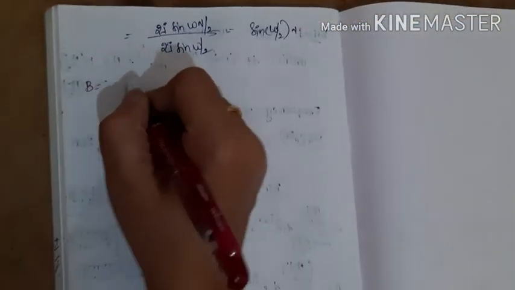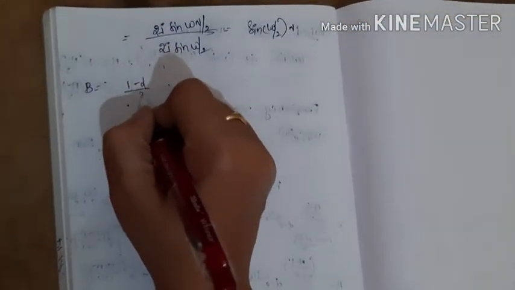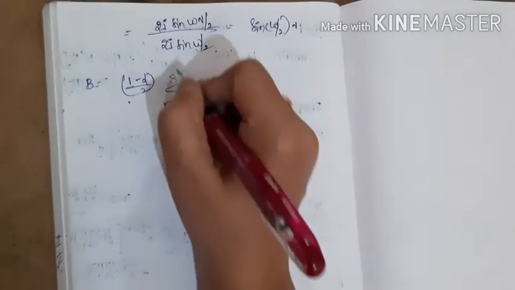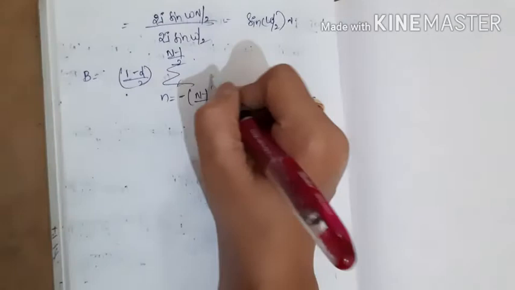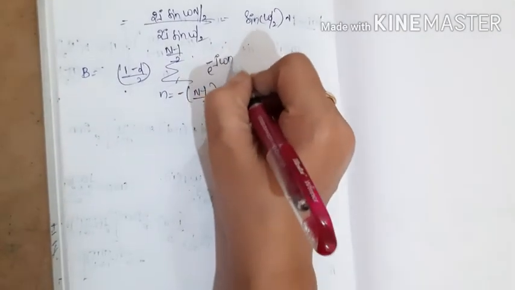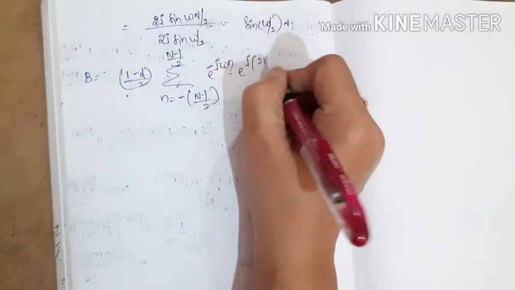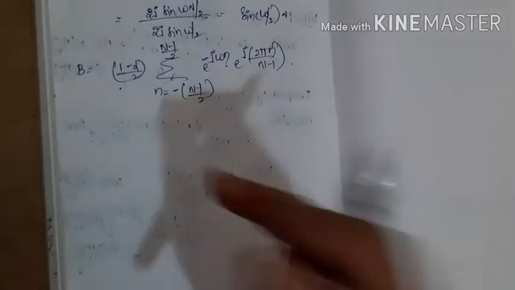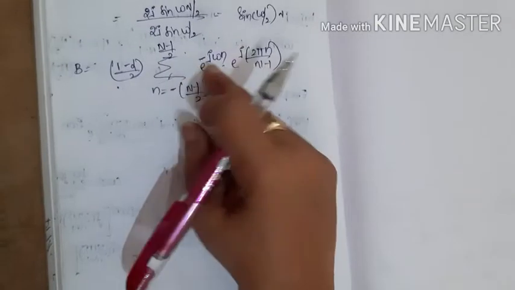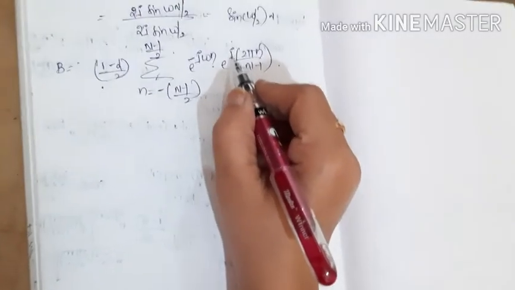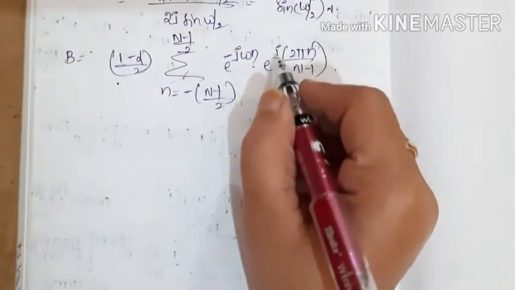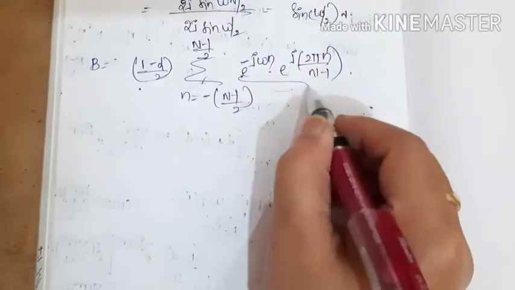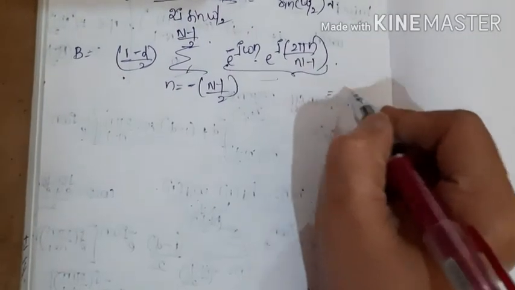Next, consider b term. 1 minus alpha by 2 summation n is equal to minus of n minus 1 by 2 to plus n minus 1 by 2 into e power minus j omega n into e power j 2 pi n by n minus 1. Similarly, see same function, instead of minus j plus j, here I will have minus j. Now do the simplification.